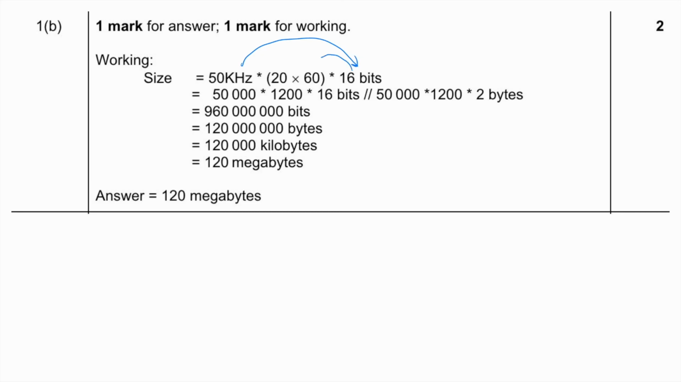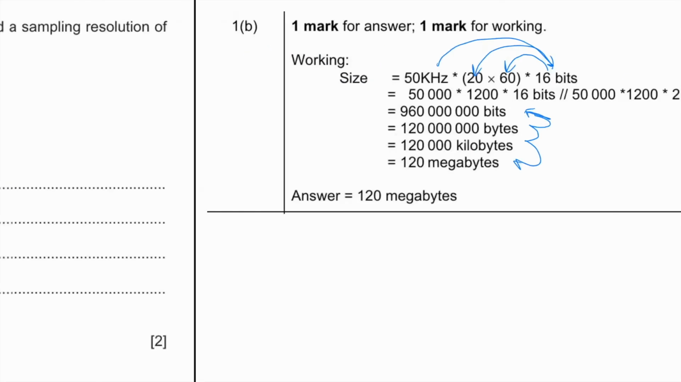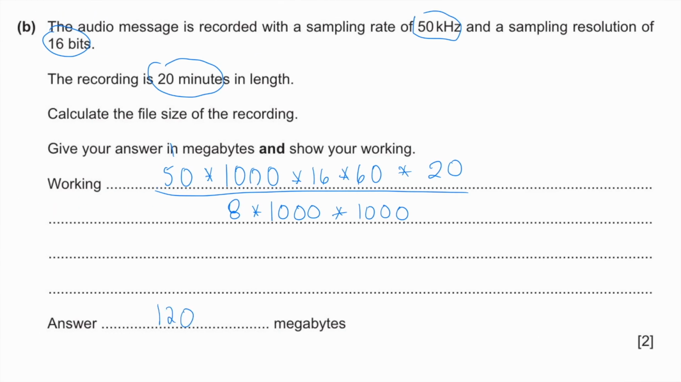Then 15 times, and then multiply by 60, and then by 20 for the number of minutes. That's going to give us a certain number of bits, and that's going to give us a certain number of bytes, kilobytes, and then 120 megabytes. Now, one thing they did right here is they multiplied by 2 bytes, but when we divided by 8, that basically gave us the same thing. So our answer is going to be 120 megabytes.